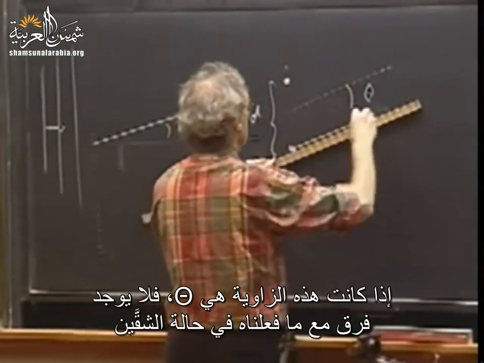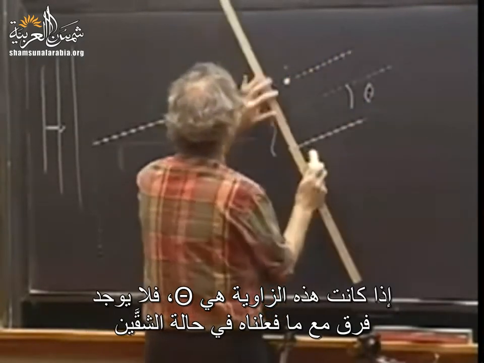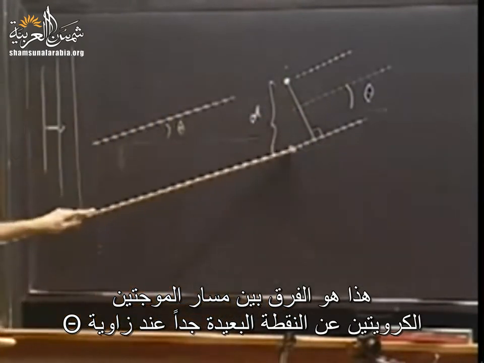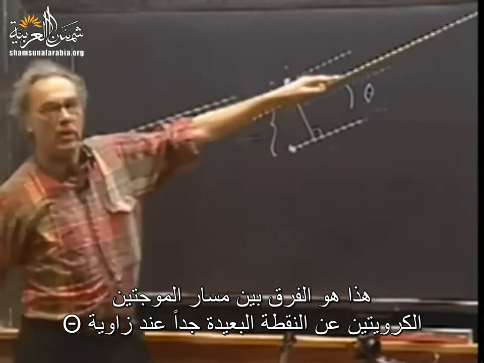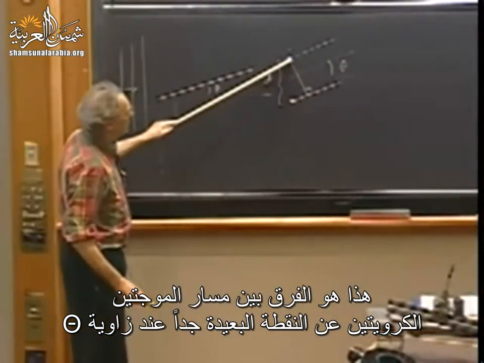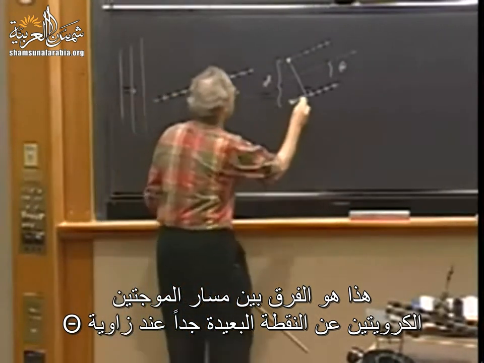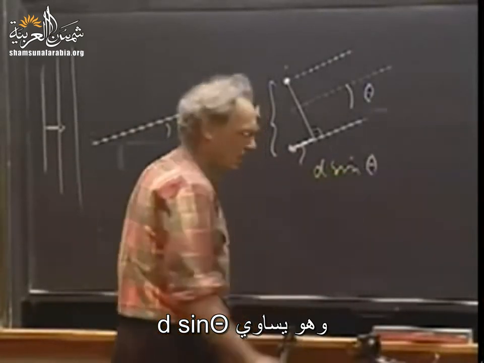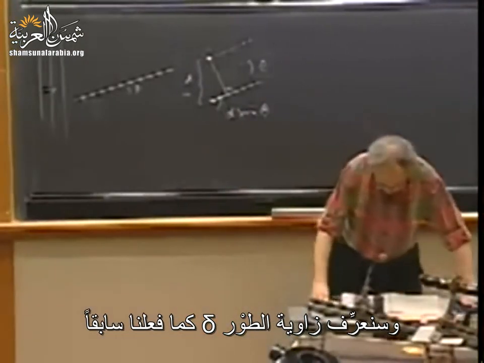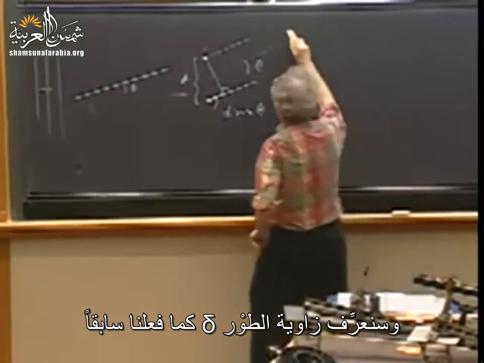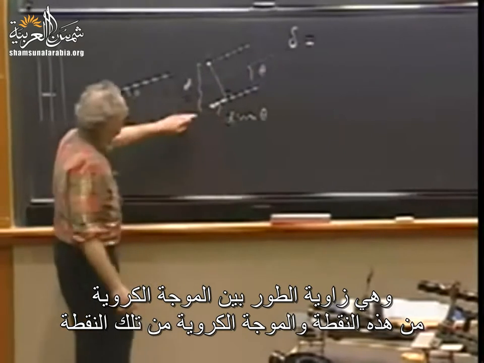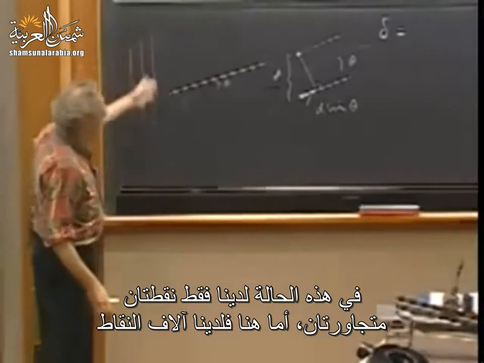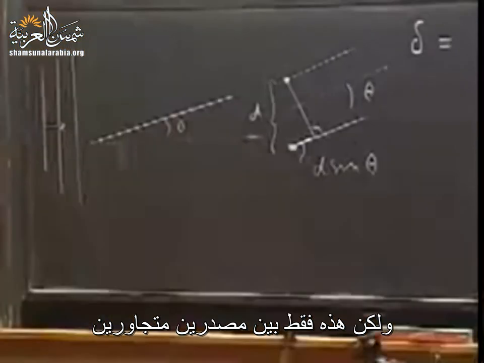If this is theta, this is no different from what we did last time for the double slits, then the path difference from this spherical wave to a point far away at an angle theta and this spherical wave, that path difference is this. And this is d sine theta. And so we will introduce, just like we did before, a phase angle delta, which is the phase between the spherical wave from this point and that point, from two neighboring points, and here are 1,000. So this is only between the two neighboring sources.